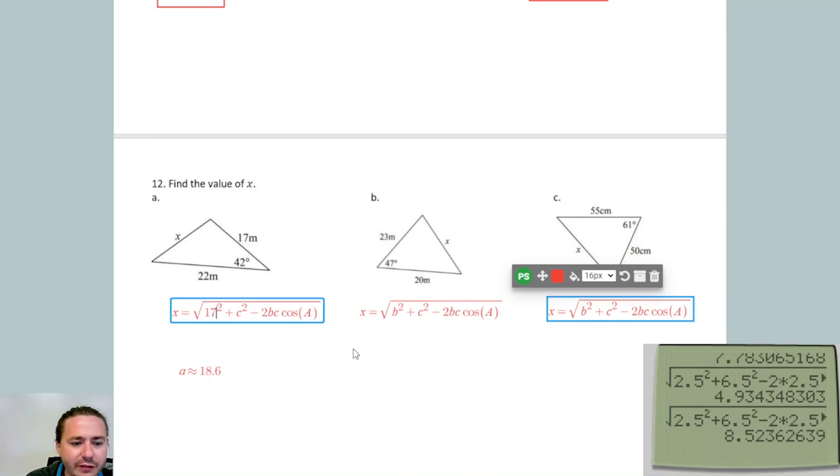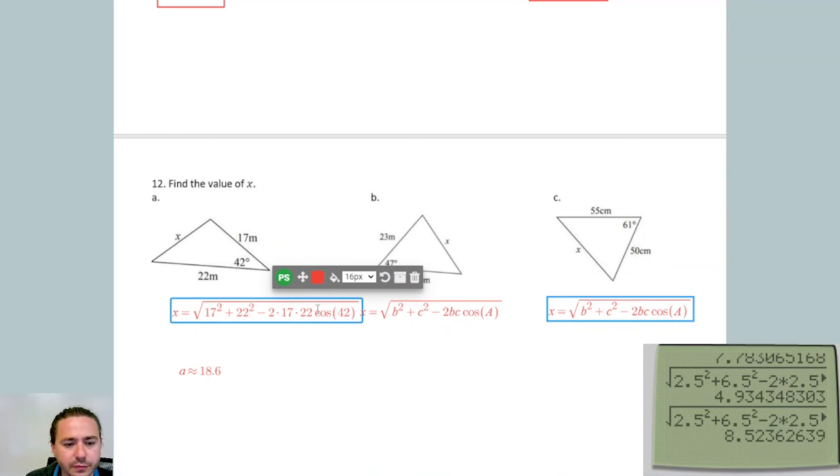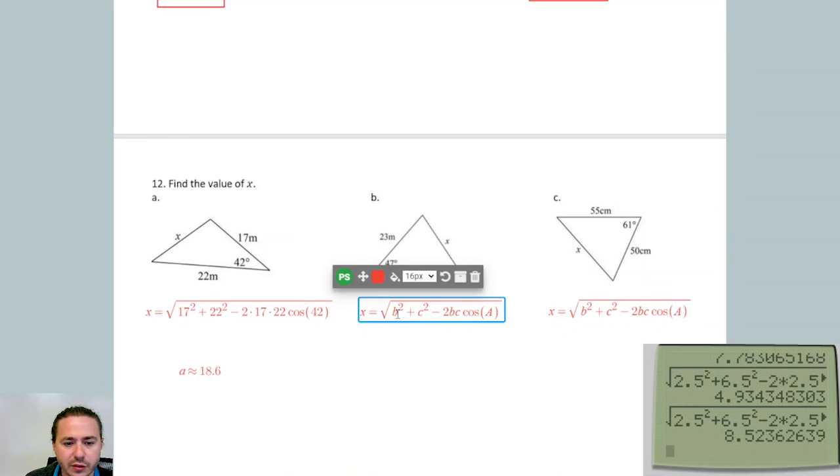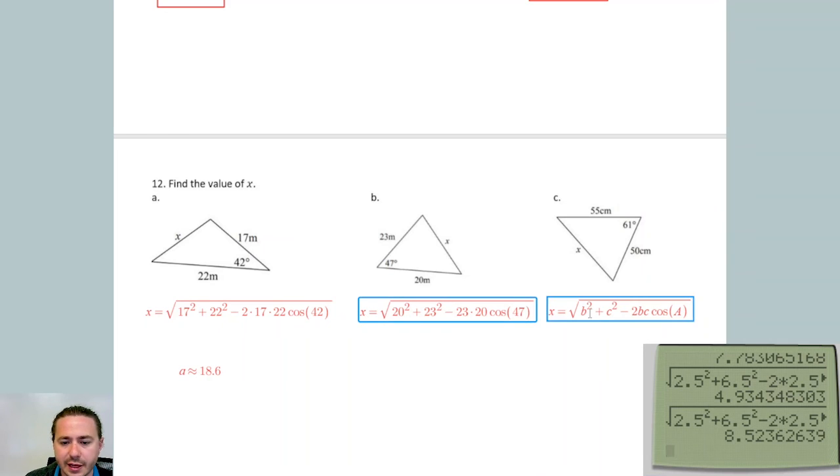Okay, so here we got 17, 22. This will be times 17 times 22, and then my angle measure is 42. For the next one, my two sides are 20 and 23. Doesn't matter which one's which here. Multiplication is commutative, so it could be either one. 23 times 20 times cosine of 47 degrees. And then finally, this last one, the two sides are 55 and 50, and the angle measure is 61. All right.